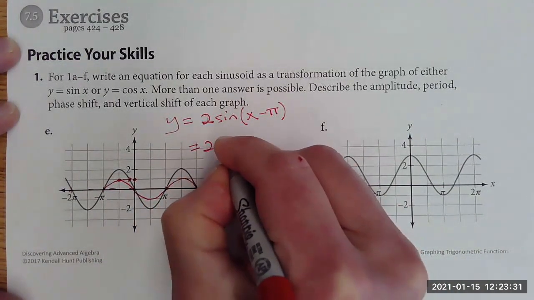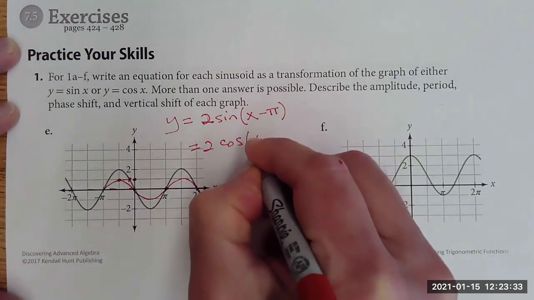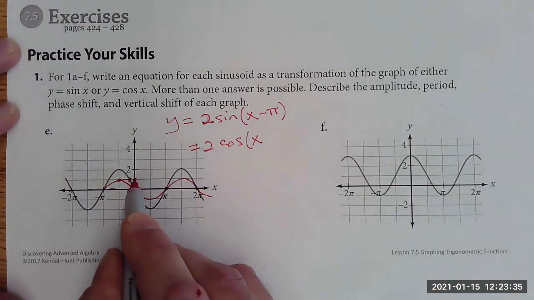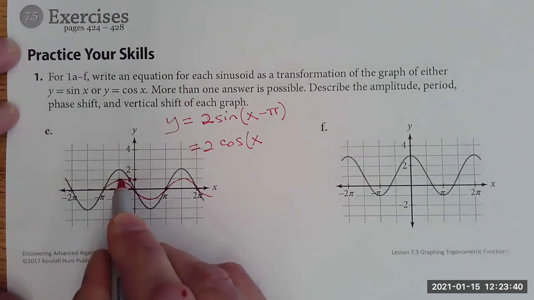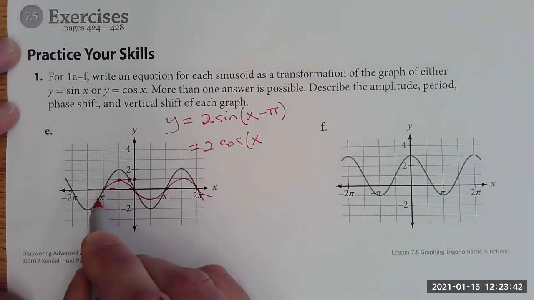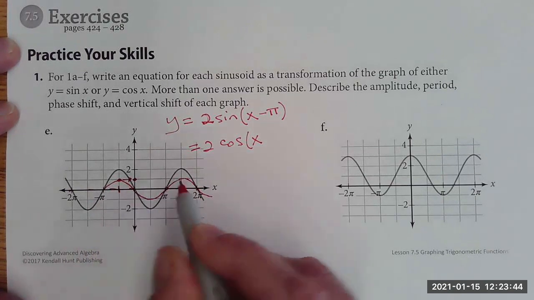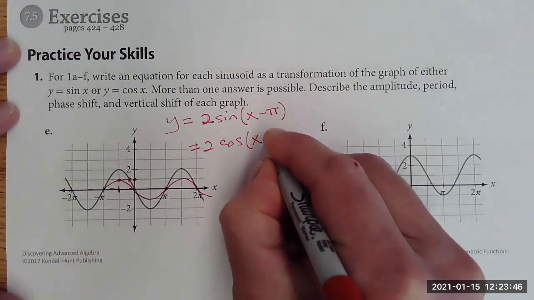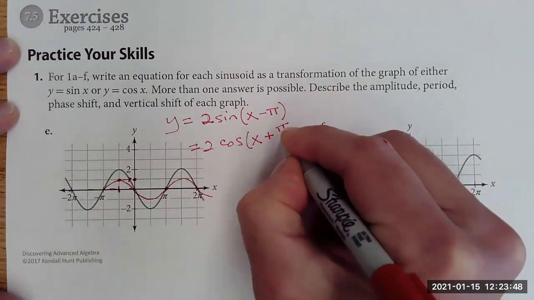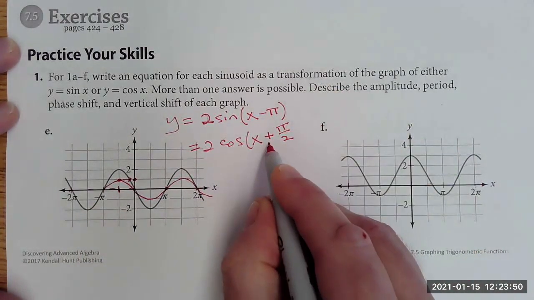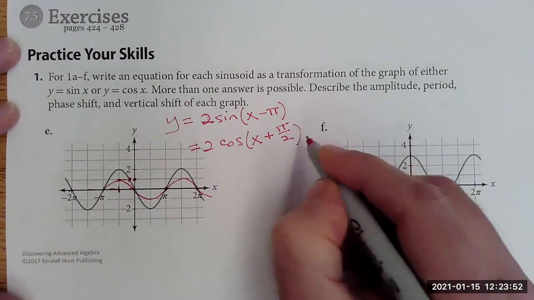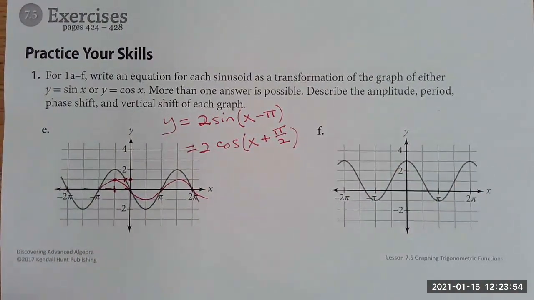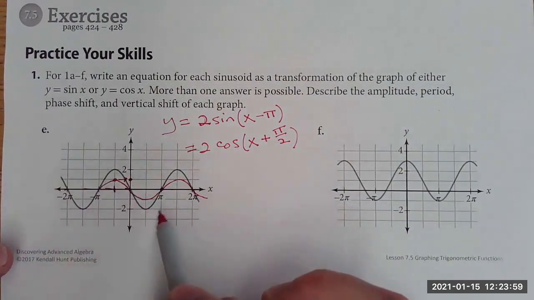Equivalently, this is 2 times the cosine of x, and then shifted from here where cosine would start back to here. This is negative pi. This must be negative pi over 2, so I'm making that negative pi over 2. X subtract negative pi over 2 is x plus pi over 2. Either of those equations work for this graph that is in gray.